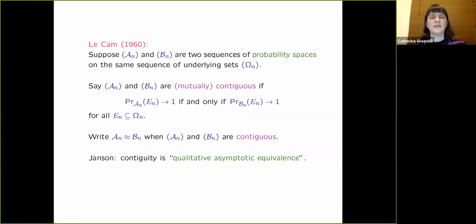And Janson described this as a kind of qualitative asymptotic equivalence, because if you know that the probability of some event tends to, let's say, 2/3 in one of these models, you really don't know much at all about the probability in the other space, except that it can't tend to 0 or 1. You don't know what number between 0 and 1 it might be. So it doesn't tell you anything about the particular numbers unless that number is tending to 1 or tending to 0. But for us, working in random graphs or random hypergraphs using monotonicity, the sort of events that we're interested in tend to have probability which tends to either 0 or 1. So this is not too much of a constraint.